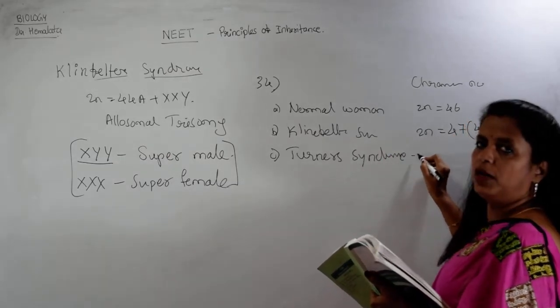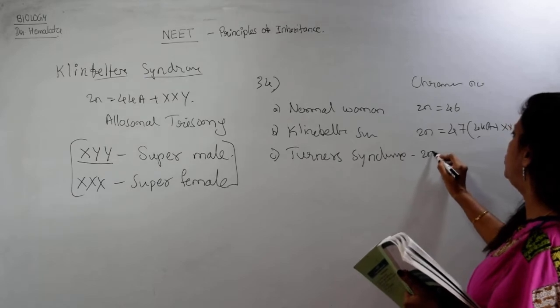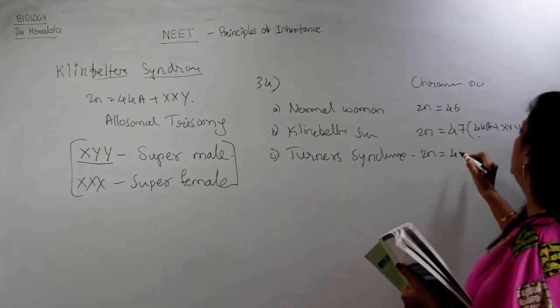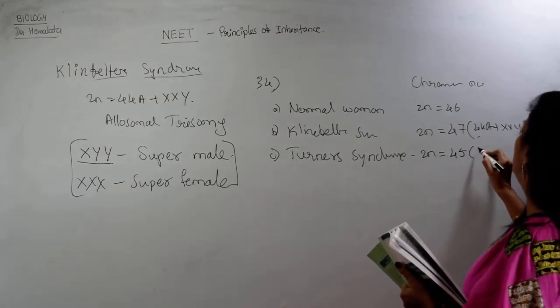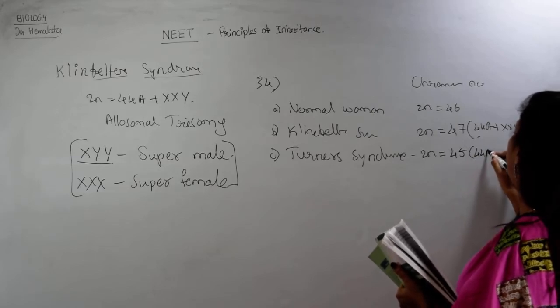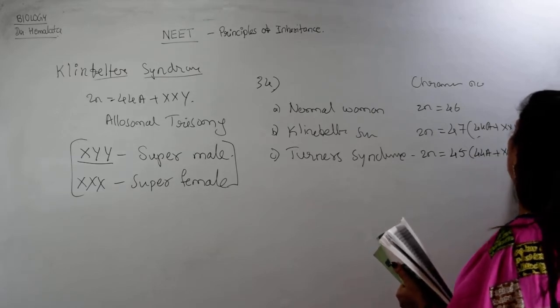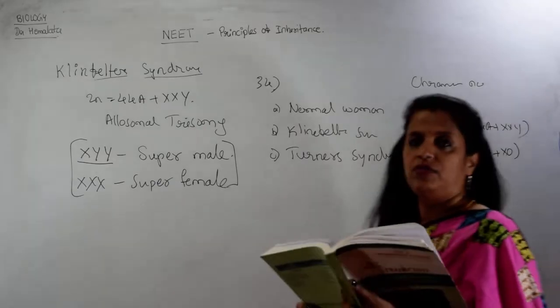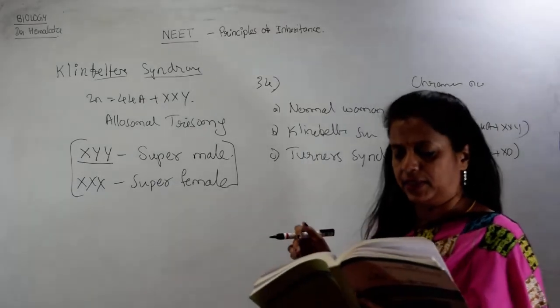Turner syndrome individuals will have X0 condition. Therefore they will have 2n equal to 45. That is 44A plus X0, 44 plus 1, which is 45. You should know details like this.